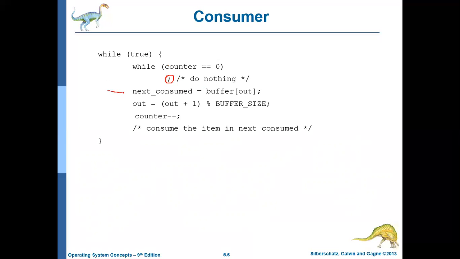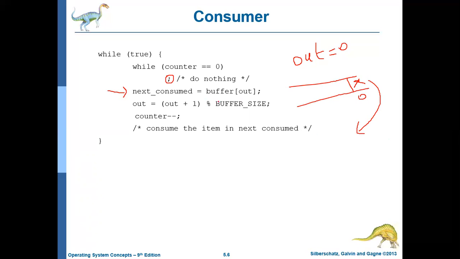Then what it will do: next consumed is equal to buffer of out. Out is a local variable maintained by the consumer. Initially the out value will be 0. So this statement takes whatever data item is in the zeroth location in the buffer. This item, that is X, is in the zeroth location, so that is now taken out, and next consumed will be holding that item.